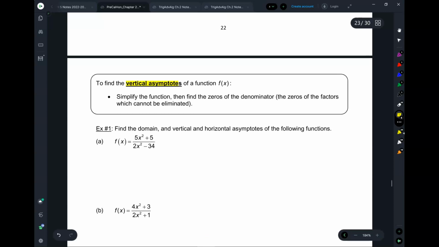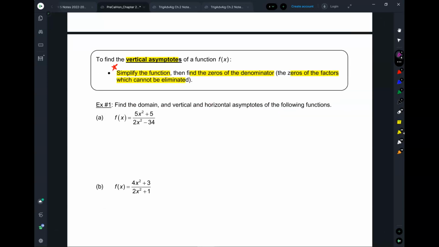To find the vertical asymptote, it's really much simpler. You simplify the function. That's important. Then you find the zeros of the denominator. Make sure you're careful here. This is the zeros of the factors which cannot be eliminated. So this is basically an infinite discontinuity, right? What we were doing before, that's an infinite discontinuity. Okay, so let's do some of these.